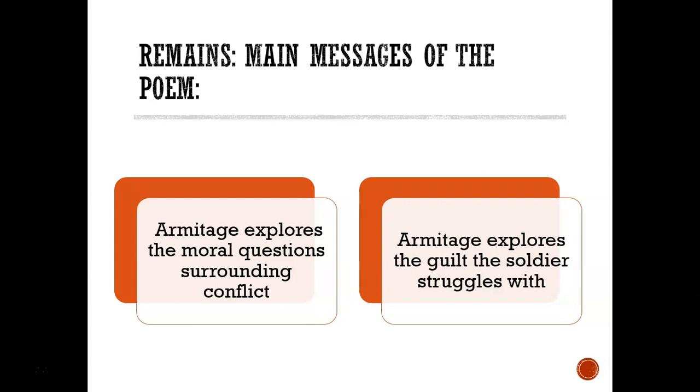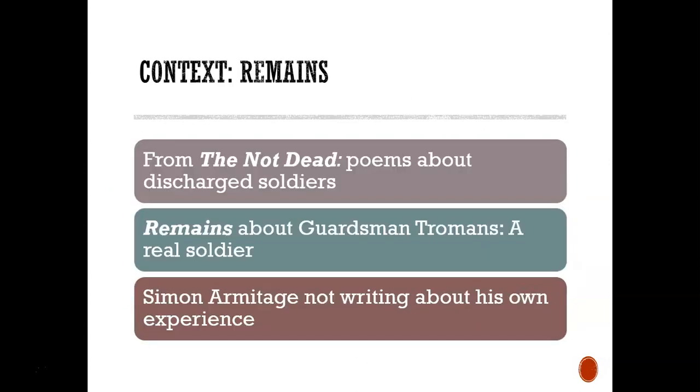And then following from that, Armitage explores the guilt the soldier struggles with, because remember, this is about one soldier and the guilt that he feels after shooting someone. So a bit of context for Remains. It's from a collection of poems called The Not Dead, all poems about discharged soldiers. So they've not been killed in war, however the title I think implies that they've somehow been damaged otherwise. The fact that, instead of calling them just the soldiers, it's the not dead.